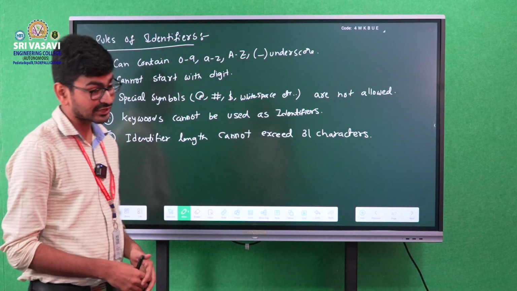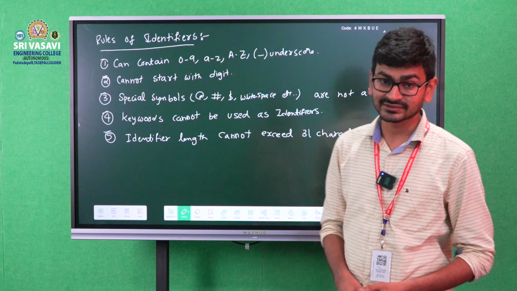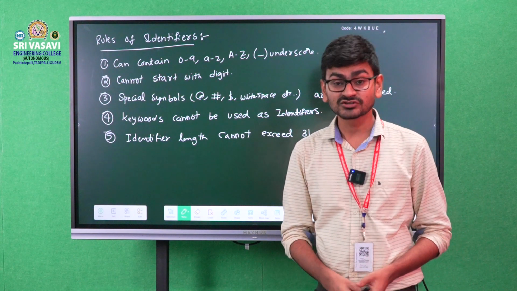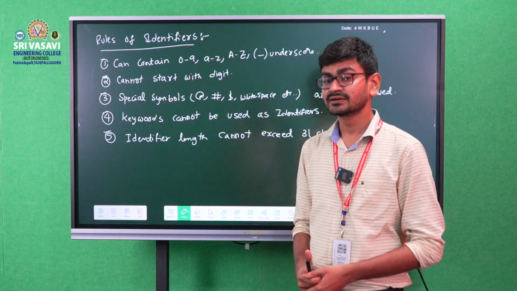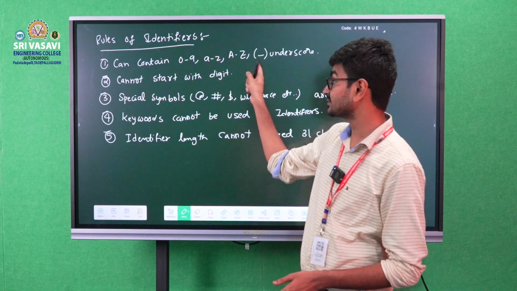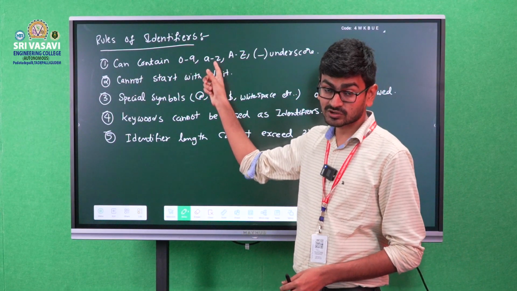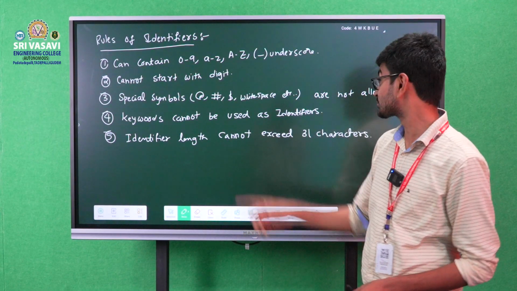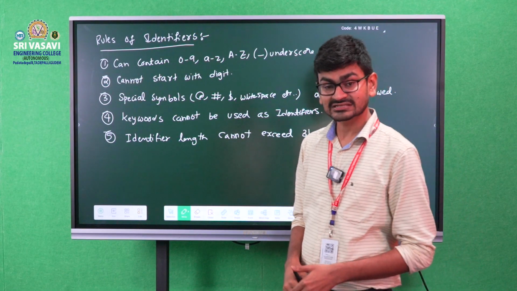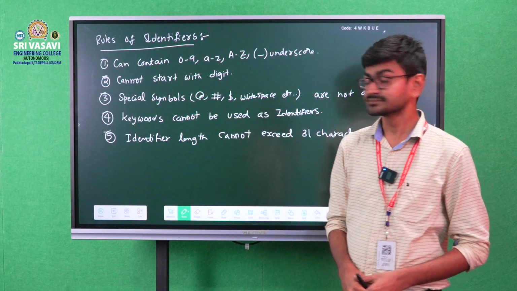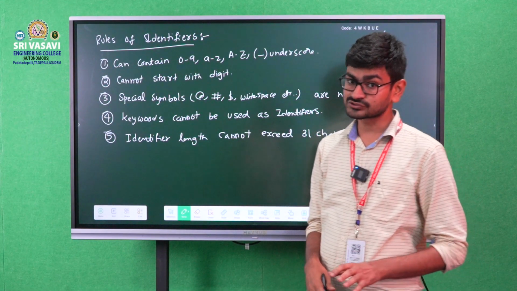So these are the important rules of identifiers. The first one is it can contain 0 to 9 digits, and it can contain small letters and capital letters, and underscore. Underscore is valid in identifiers. So these are the valid symbols in identifiers: 0 to 9, small a to small z, capital A to capital Z, and underscore. So identifiers cannot start with a digit, even though digits are allowed in identifiers. That is the one point you should remember.